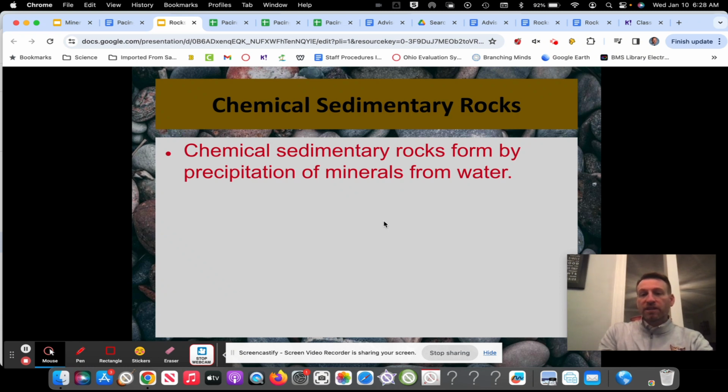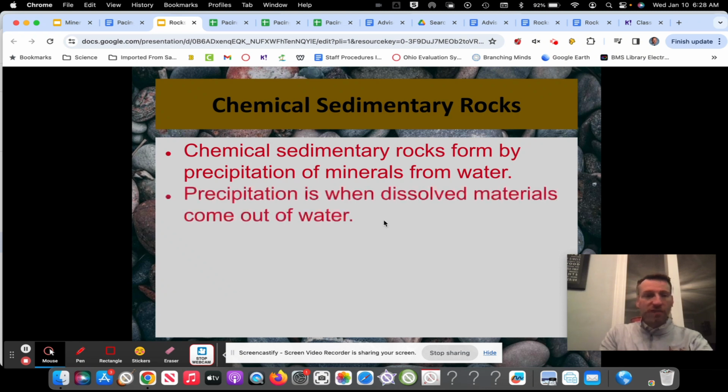So technically, the definition here is when sedimentary rocks form from precipitation of minerals from water. And what that just means is that we have minerals that are dissolved in water, and when they leave that water, and it can happen a couple of different ways, but when they leave that water, the rock is formed. Okay? So the water goes away and the rock is formed. There's a couple of different ways that this can happen. So bullet.